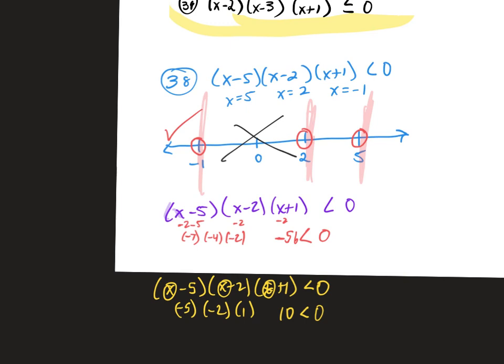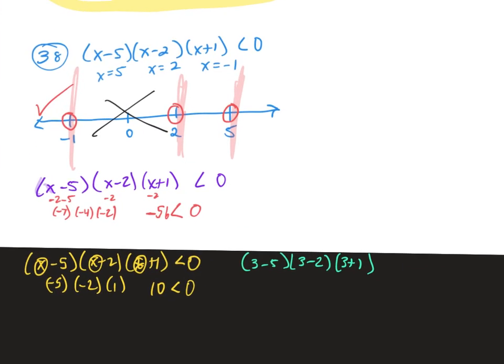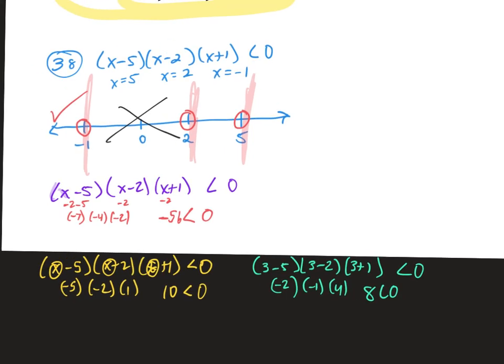Now pick a number between 2 and 5. 3? Okay. So I have 3 minus 5, 3 minus 2, and 3 plus 1. Is that less than 0? Well, 3 minus 5 is -2. 3 minus 2 is -1. And 3 plus 1 is 4. So -2 and -1 is 2, times 4 is 8. Is 8 less than 0? Yes or no? Okay.